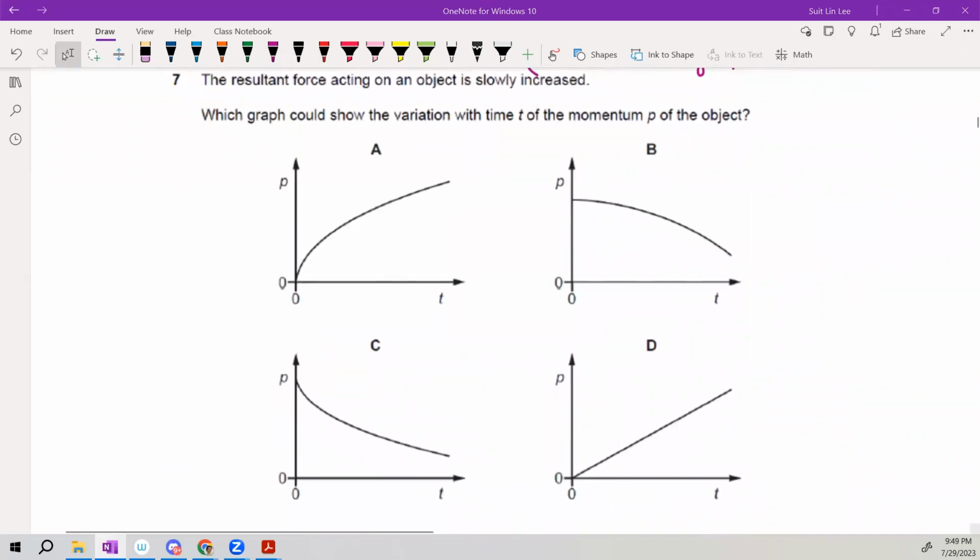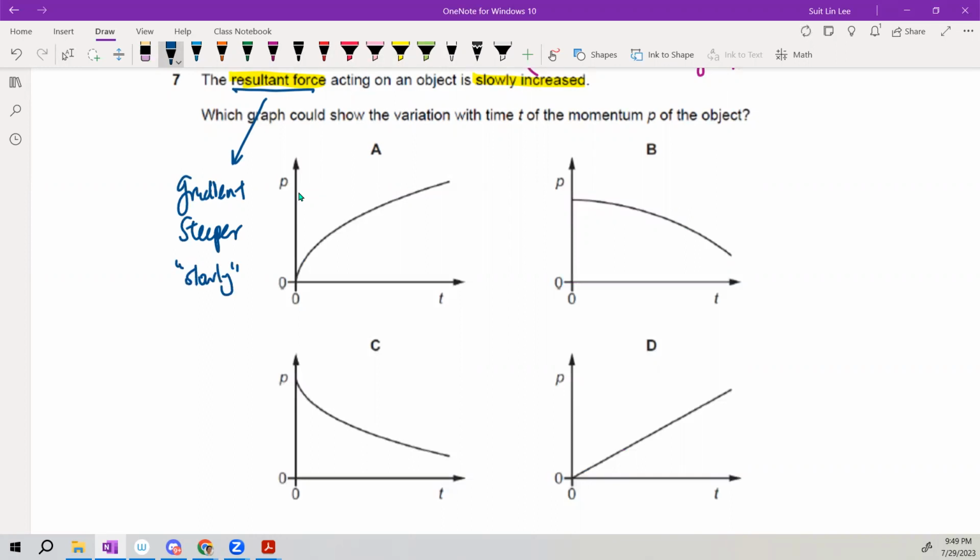So once again, we encounter the momentum time graph, right? You could think of the momentum time graph as something that is fairly popular, but it says here that the resultant force is increased slowly. So if the resultant force is increased slowly, this means the gradient is getting steeper slowly. Basically, we need the gradient that gets steeper and steeper. This gradient is getting less and less steep. Nope. This gradient is getting less and less steep. Nope. So the answer is B.